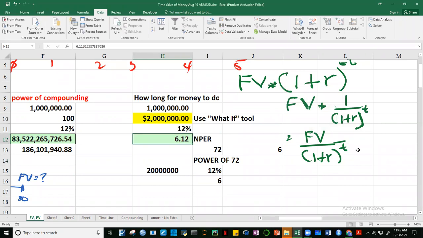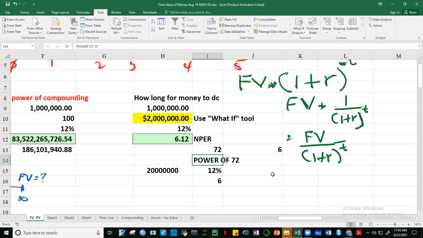Okay. So ibig sabihin yan guys, kahit na kung 20 million to, magiging 40 million to. Regardless of the initial amount guys, it will take us 6.12 years at 12%. Now, there's a shortcut, yung rule of 72. Ito approximate yung rule of 72.